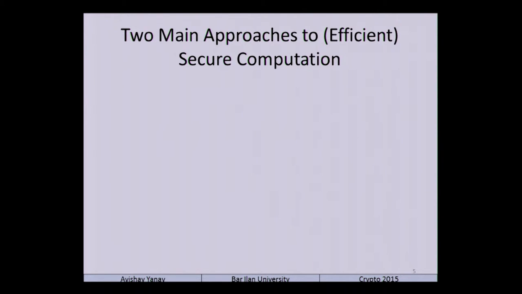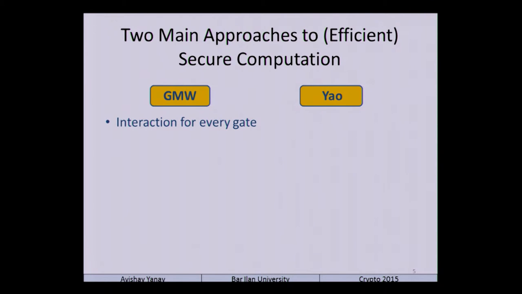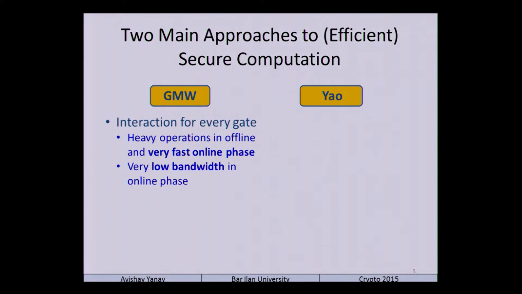In efficient secure computation, we have two main approaches. One of them is the GMW approach, and the second is Yao. In the GMW approach, basically the players have an interaction for every gate in the circuit. Usually the players push the heaviest part of the computation to the offline phase, which leads to a very fast and thin online phase. This also leads to very low bandwidth utilization of the network. Protocols following this approach also have a disadvantage in that the number of communication rounds depends on how complex the function is that they want to compute. The more complex the function, the more communication rounds they need to compute it.